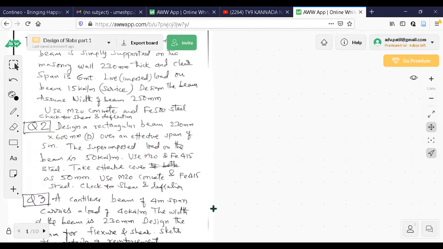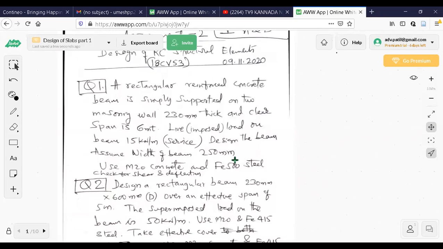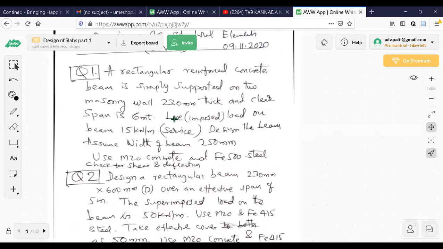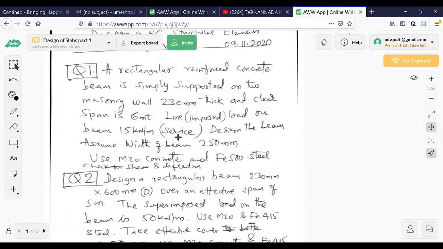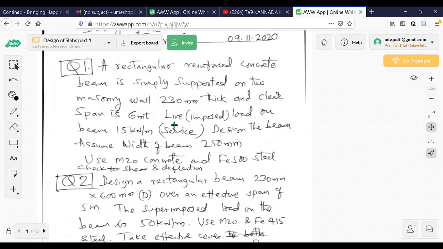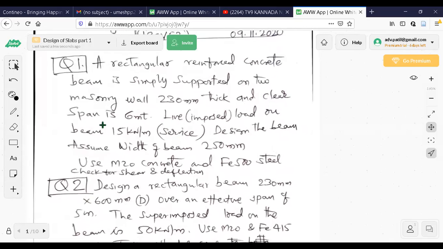Now you can see this one here, your assignment number 2. A rectangular reinforced concrete beam is simply supported on two masonry walls, 230 mm thick, and clear span is 6 meter. Live load, that is imposed load on the beam, is 15.